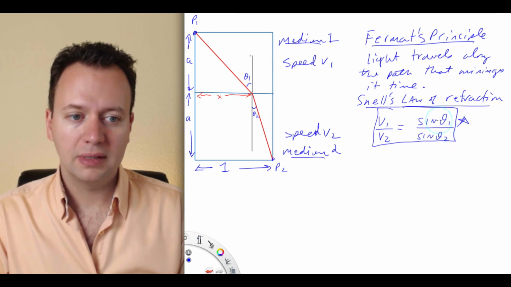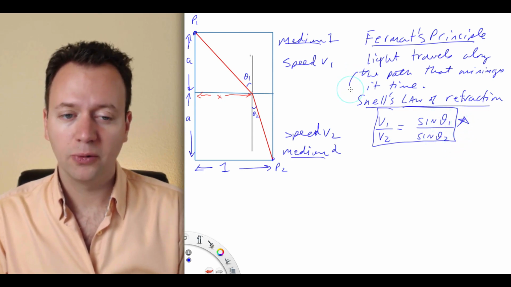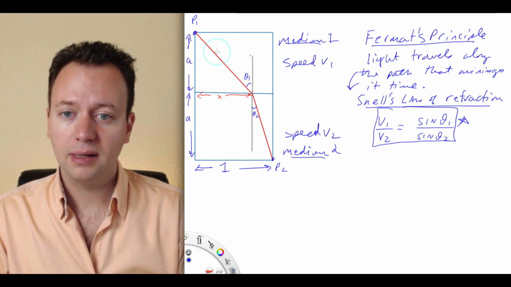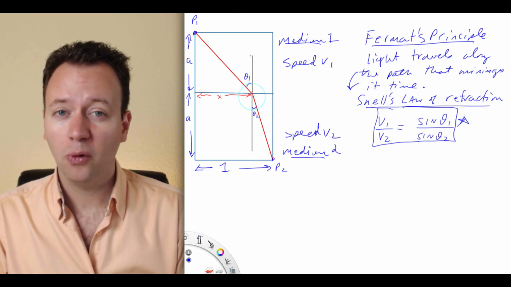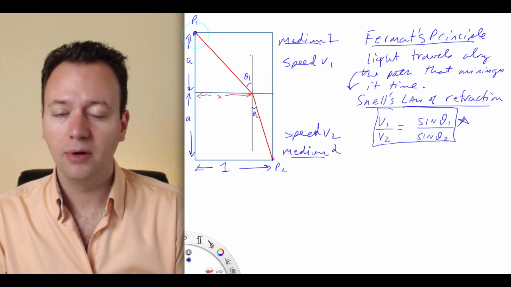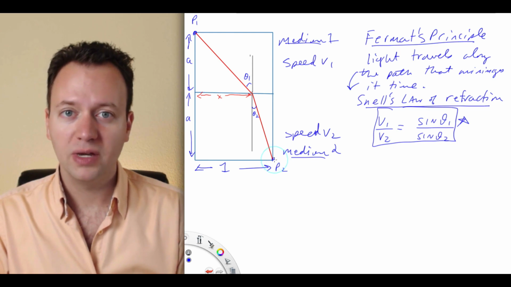And Snell's law follows from Fermat's principle that this point where the light photon hits the interface occurs at the single point that will minimize the total time required to get from P1 to P2.